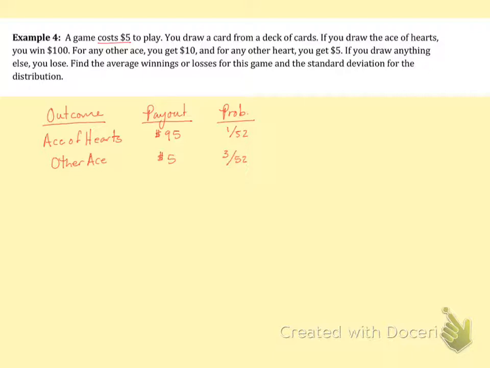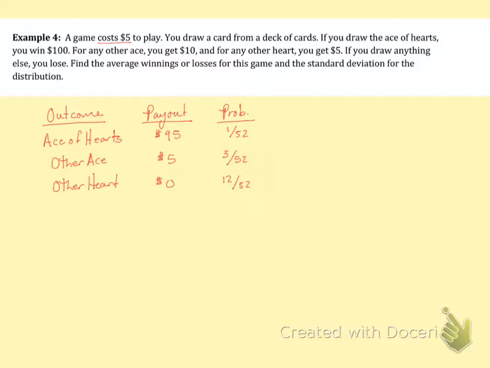Now the next outcome is that we would draw any other heart. So remember there are 13 cards for each suit, but the first outcome had the ace of hearts, which means there are only 12 other hearts left over. And we'd win $5, but we paid $5 to play the game, so we'd really walk away with nothing.